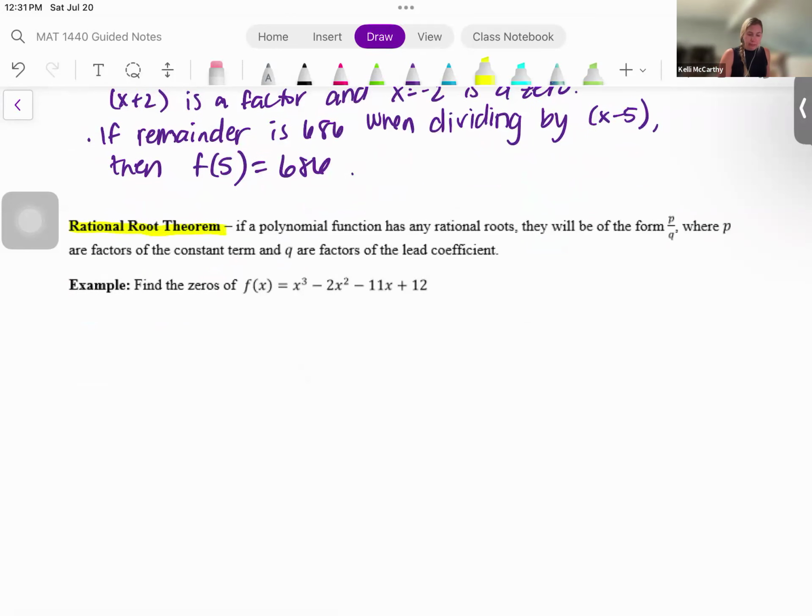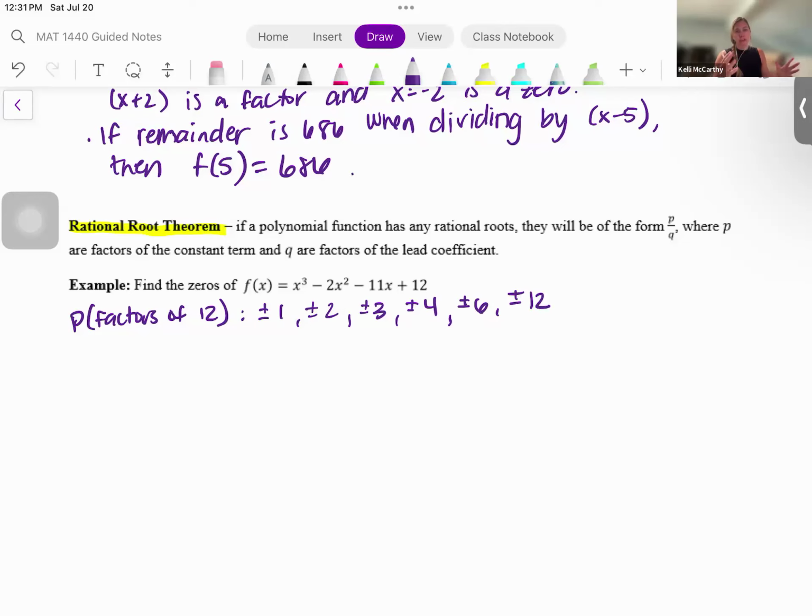F of x is equal to x cubed minus 2x squared minus 11x plus 12. So using that rational root theorem, we're going to try to find the zeros of this polynomial. So P are going to be factors of our constant, so 12. So P could be plus or minus 1, plus or minus 2, plus or minus 3, plus or minus 4, plus or minus 6, plus or minus 12. All of these are factors of 12.